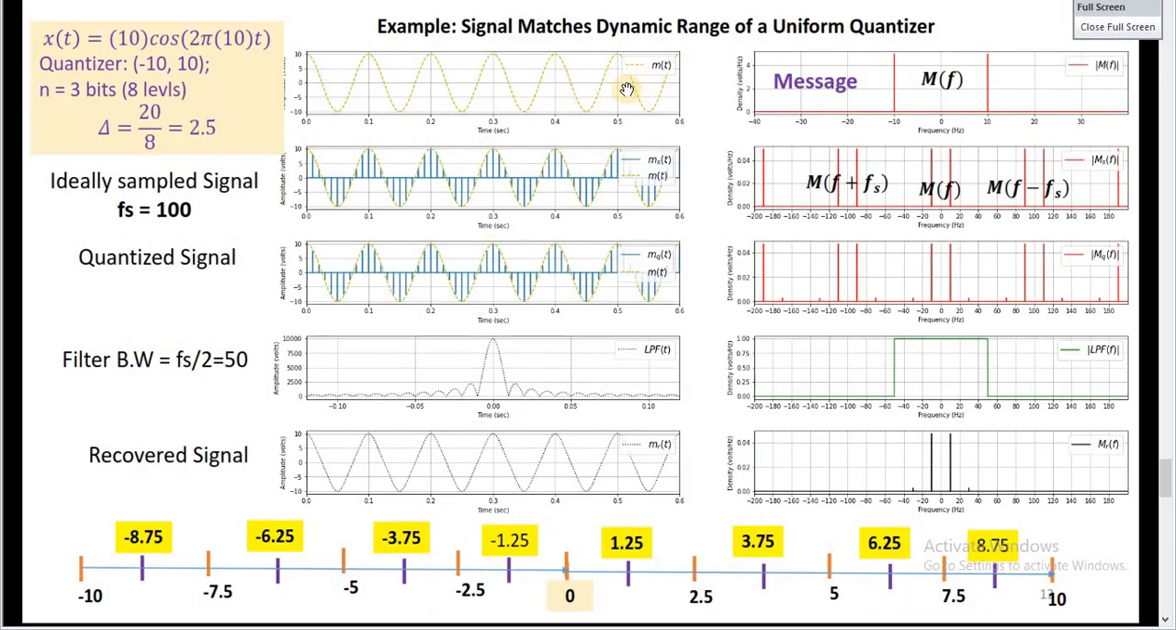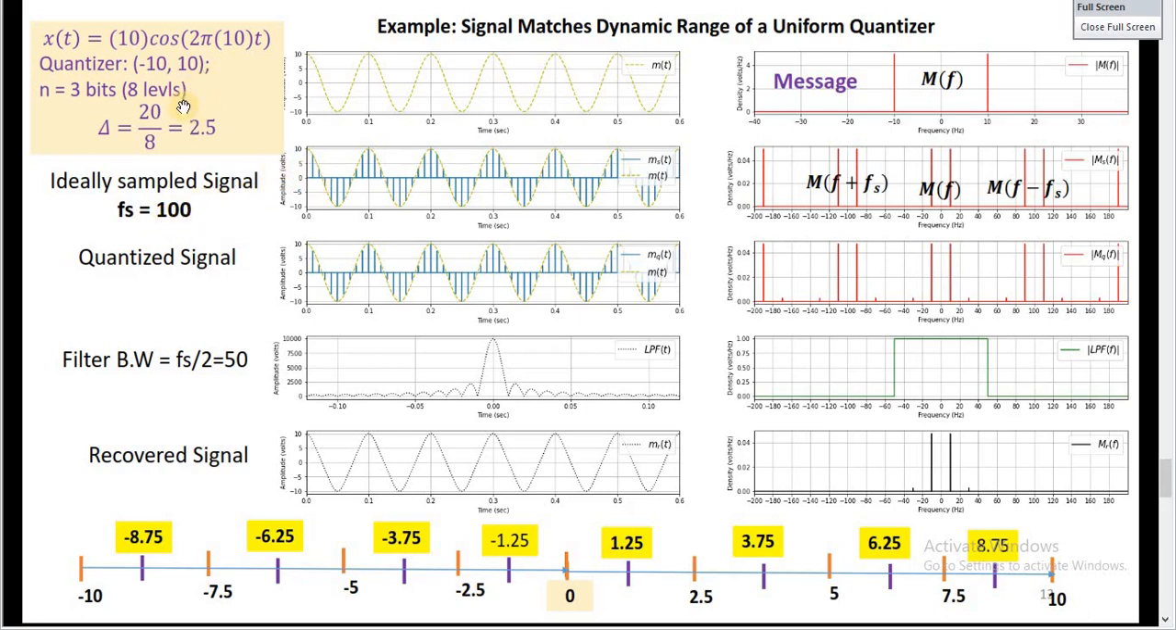Let's look at this example, which is an application of the previous slide. Let x of t equal 10 cosine 2 pi 10 t, and the quantizer range between minus 10 and 10. Our quantizer has 8 levels, and therefore delta equals 20 divided by 8, which equals 2.5. This is the original sinusoidal signal, and this is the signal in the frequency domain. We have one impulse at 10, another impulse at minus 10. This signal is ideally sampled at a rate of 100 samples per second.